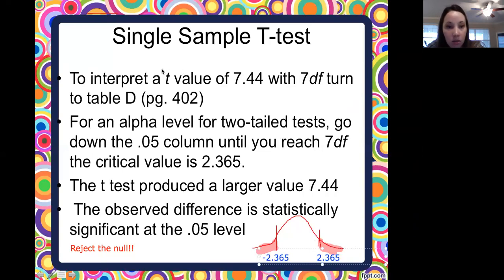Why is it not letting me do this? Here you go. So 7.44 is like out here. It's way out there. Let me change my color. It's like over here somewhere. It's really, really far out there. Because of that, we're going to reject the null hypothesis because our data fall in the rejection region. So we're going to reject the null hypothesis. So that is the conclusion that we come to.